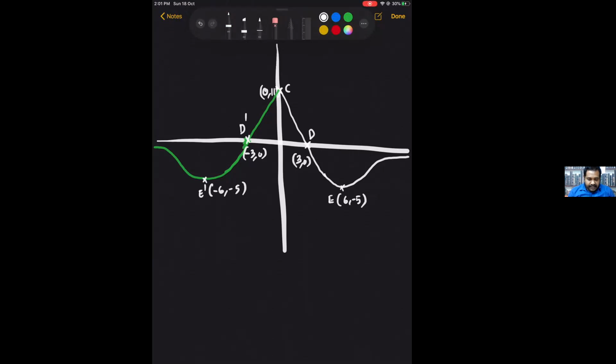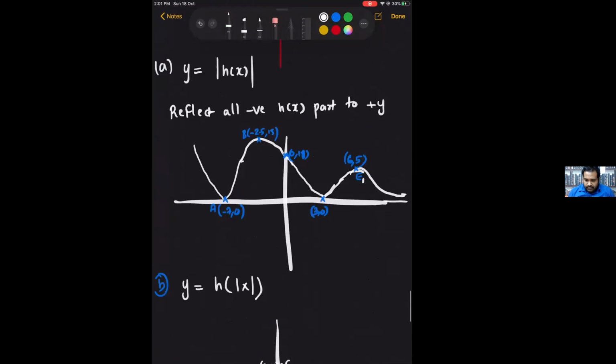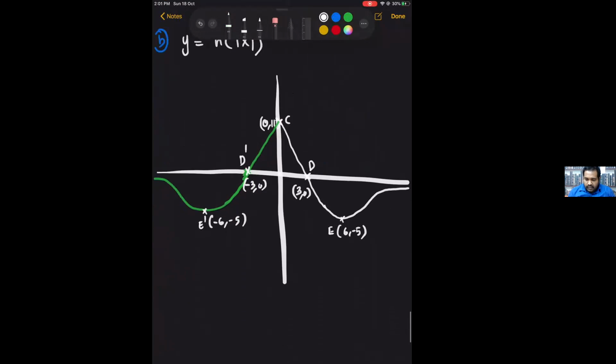So this is the idea. As a note, we can say that we reflect the x greater than or equal to 0 part of h of x along the y-axis.